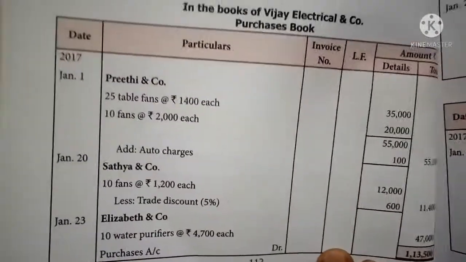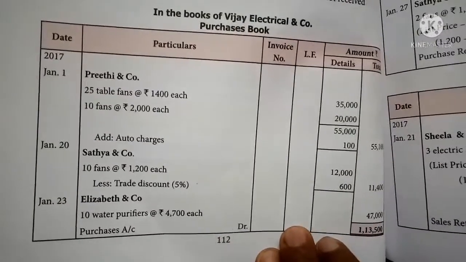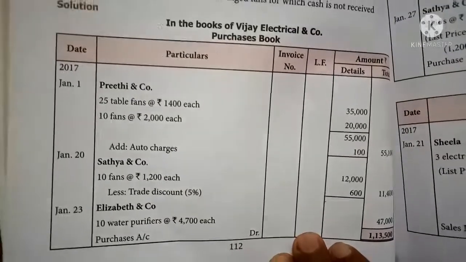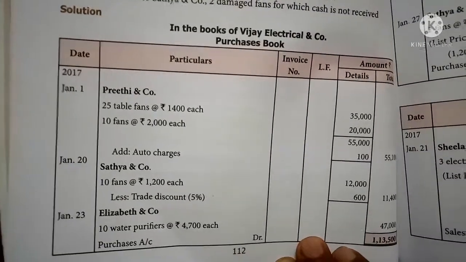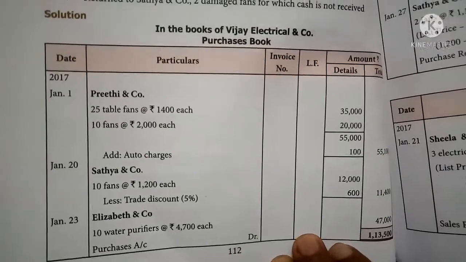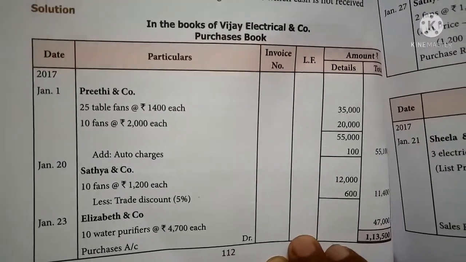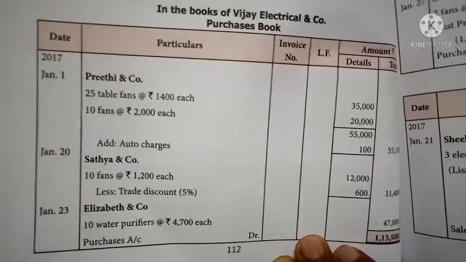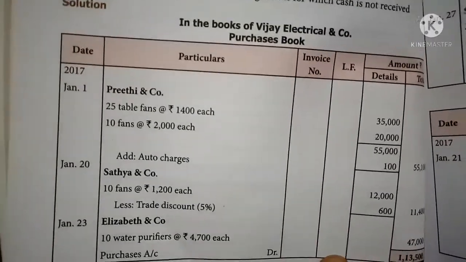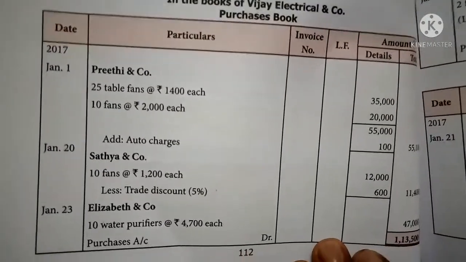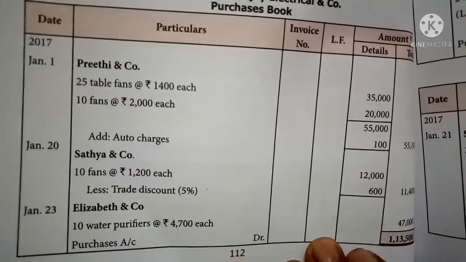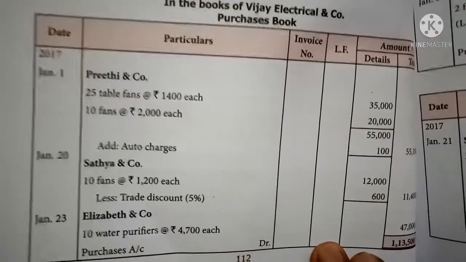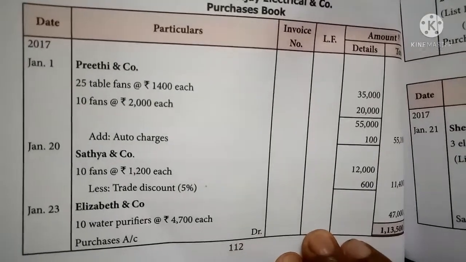First, the purchase book. In this purchase book, first we should write the specimen columns: date, particulars, that is the name of the supplier, inward invoice number, LF, and amount, with detail and total amount columns. So totally 6 columns should be maintained. After maintaining the columns, first write January 1, Preeti & Co. 25 table fans, 1,400 each, the amount is 35,000.